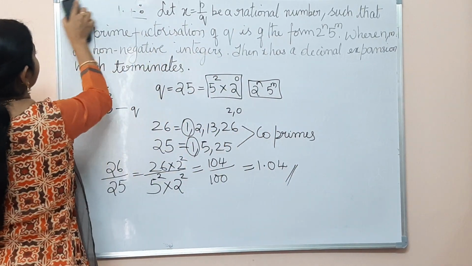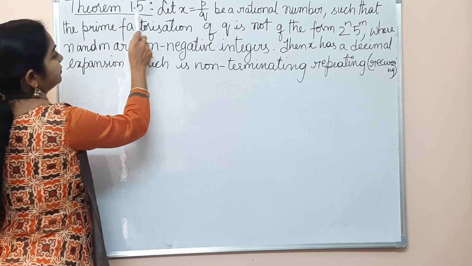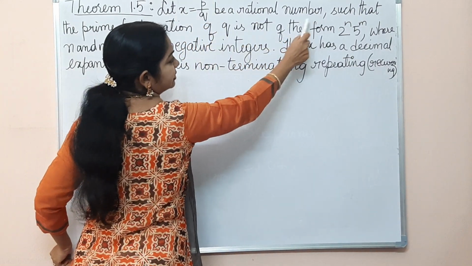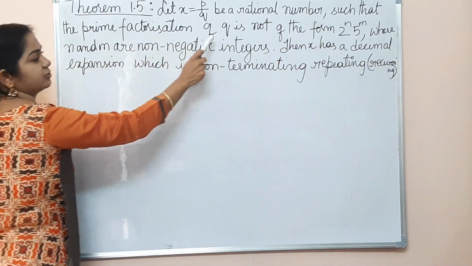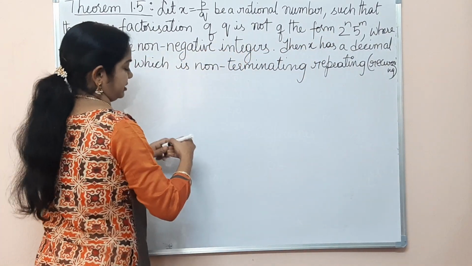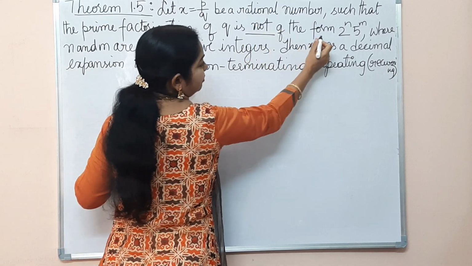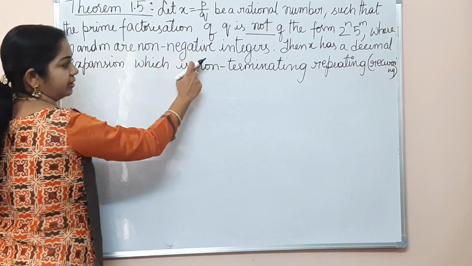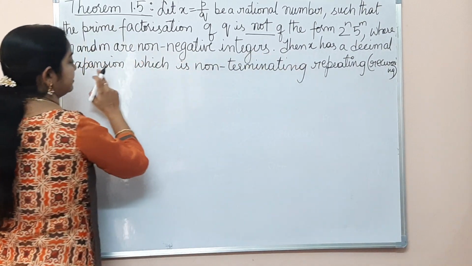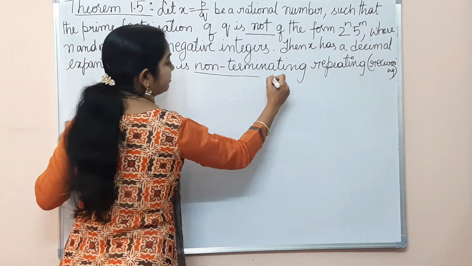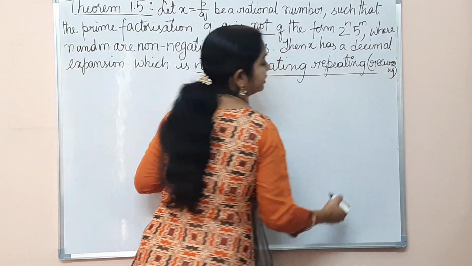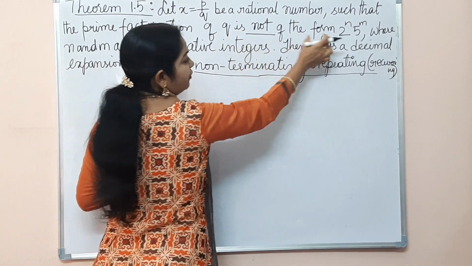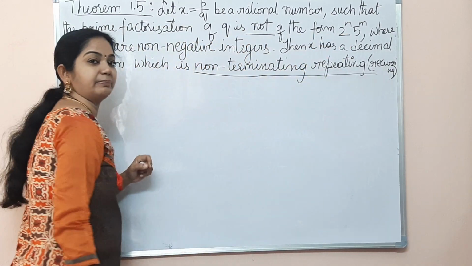1.5. Theorem 1.5. Let x = p by q be a rational number such that the prime factorization of q is not of the form 2 to the power of n, 5 to the power of m, where n and m are non-negative integers. Then x has a decimal expansion which is non-terminating and repeating. If the q value is not in this form, then it is a non-terminating repeating decimal.